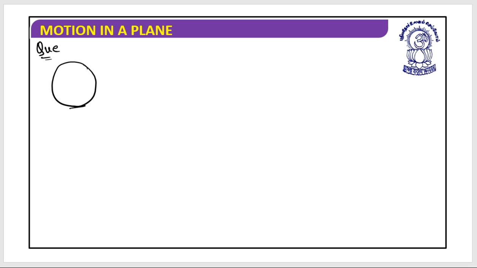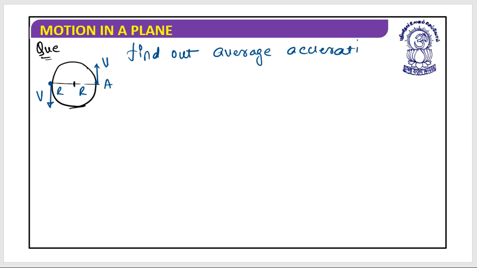Suppose a circular path is there. This is the center of the circle, and a particle A is here, moving in this direction with speed V. Another particle B is on the opposite side, moving in this direction with again speed V. What we have been asked is to find out the average acceleration of particles A and B.